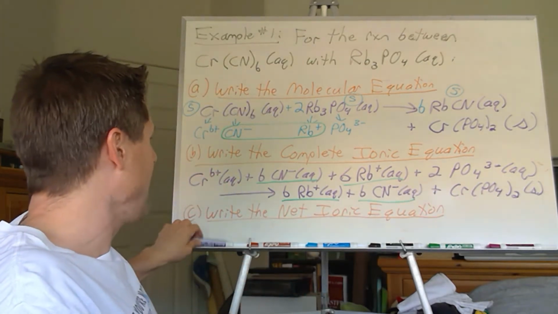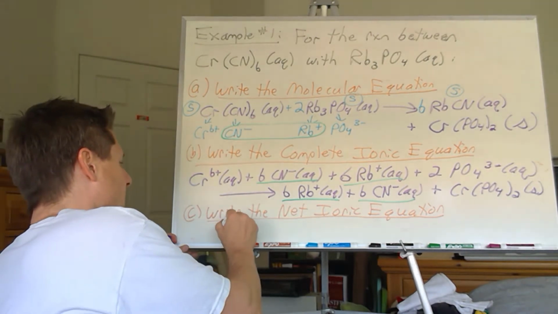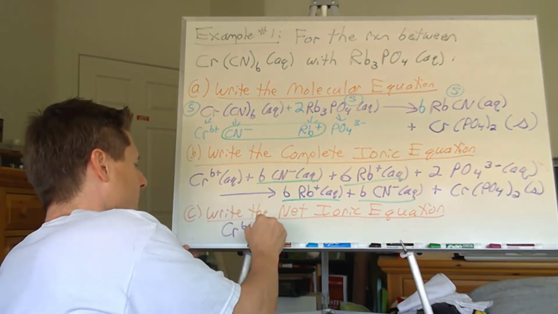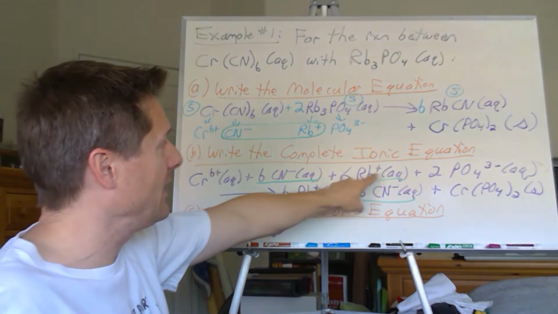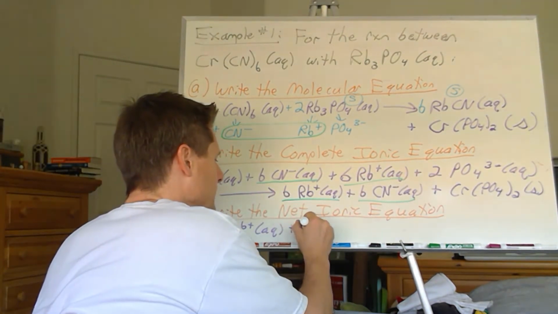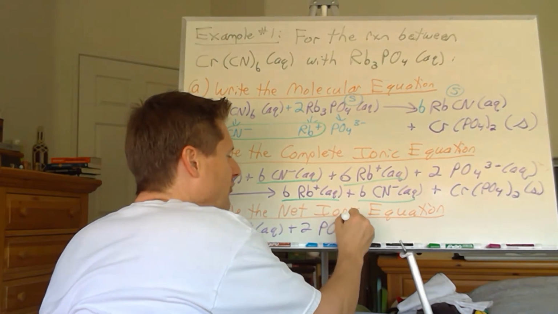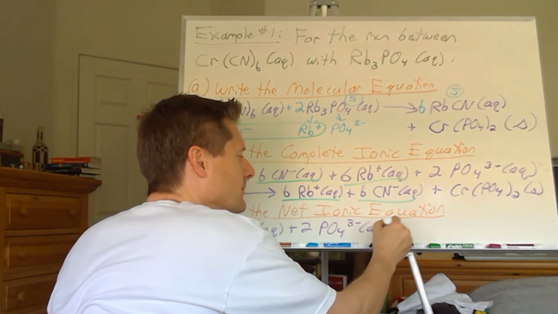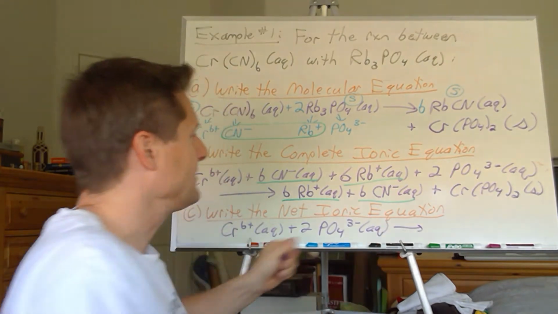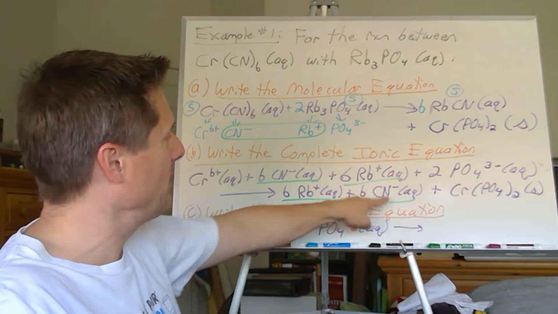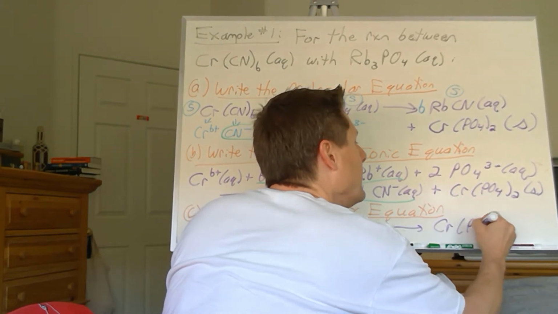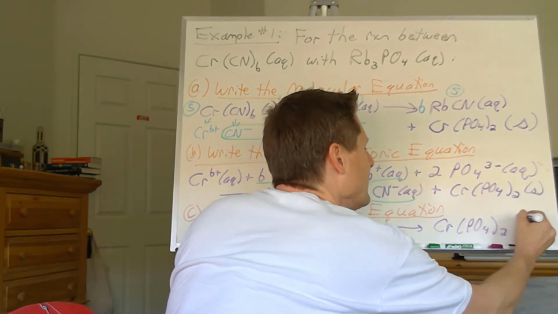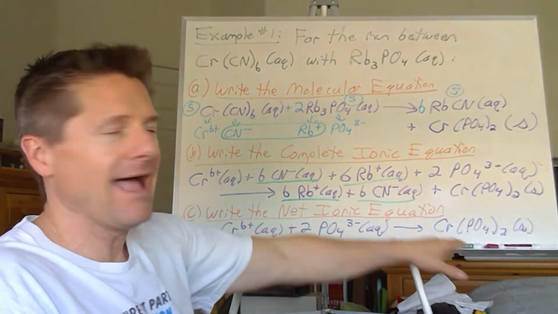Let's rewrite this now. I'm going to keep the chromium-6. I'm not going to include the underlying cyanides or the underlying rubidiums, but I am going to include the two phosphate ions. That's everything on the left. Get rid of the rubidium, get rid of the cyanide, only the solid on the right-hand side, the chromium-6 phosphate. Oh, isn't that so much nice and clean? That's the net ionic equation.